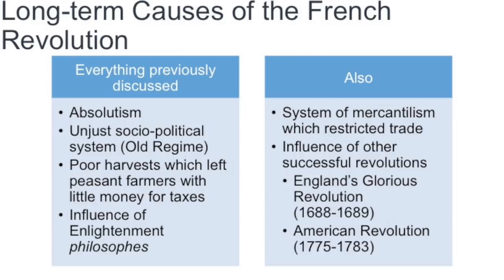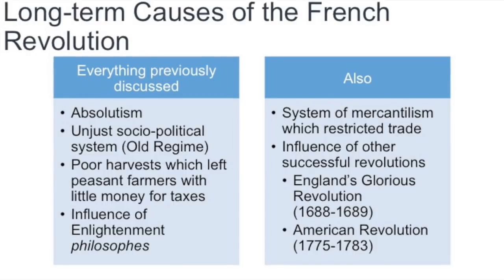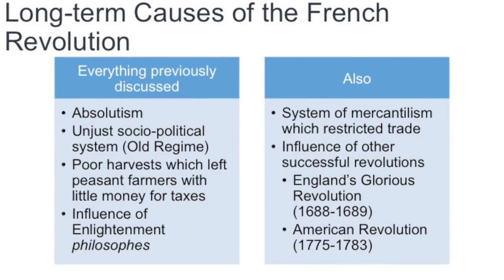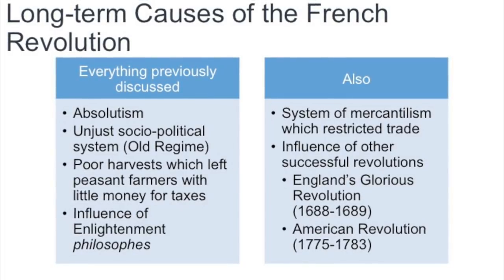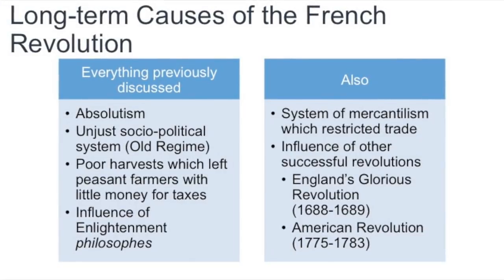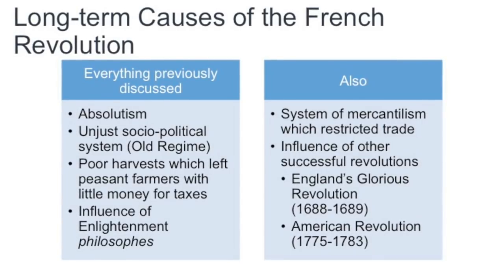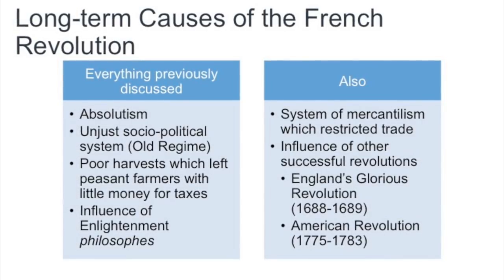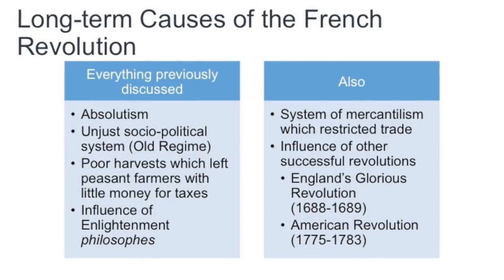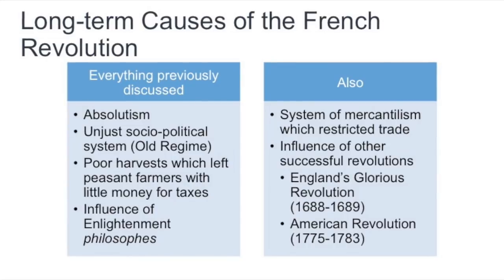Now, before we talk about the immediate causes of the French Revolution, it's best to understand what French society itself was like. The long-term causes of the French Revolution are, number one, the idea of absolutism, what we discussed before. Basically, the unjust political systems of France, what we call the old regime. There were repeated poor harvests that left peasants holding a large bill for taxes that they were unable to pay.